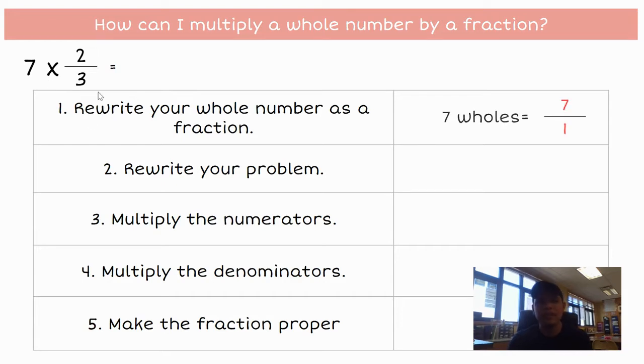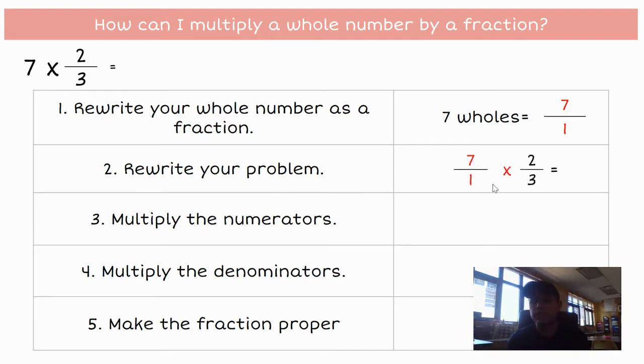Step number 1 is to rewrite your whole number as a fraction. So 7 wholes, all you have to do to make a whole number into a fraction is to make the denominator 1. So 7 wholes is equal to 7/1. Let me say that again. All you have to do to rewrite your whole number as a fraction is put the number 1 in the denominator.